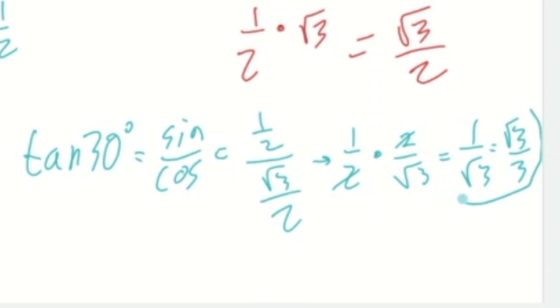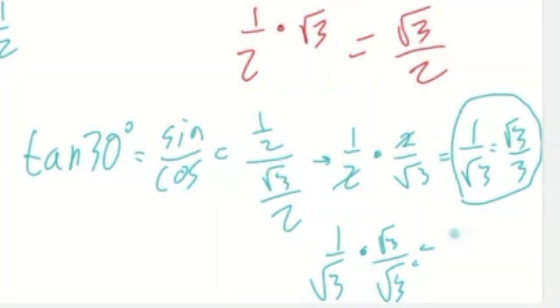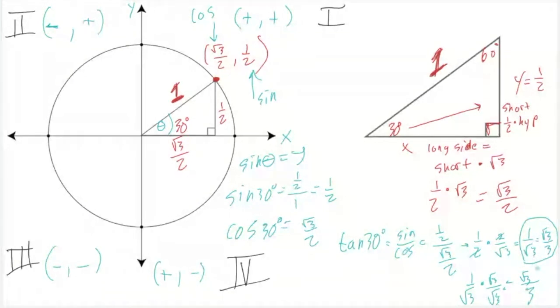If you're wondering how I got this, to rationalize it you have to multiply top and bottom by root 3 over root 3, like that. That just gives you root 3 over 3. So this is tangent, cosine, sine.